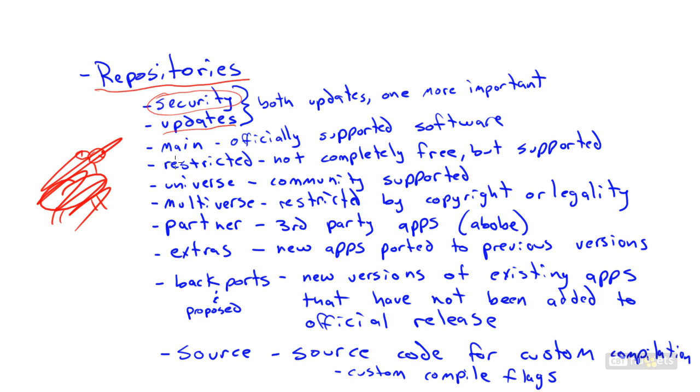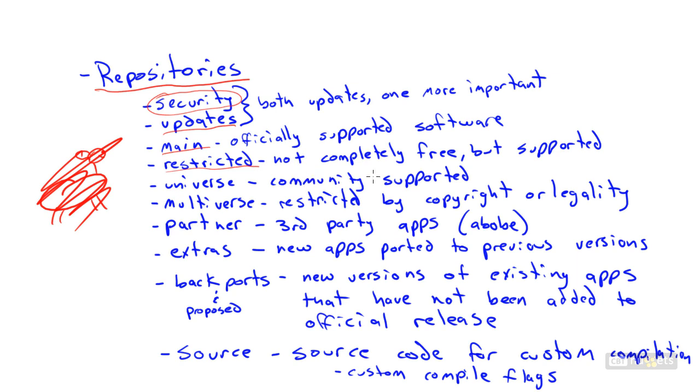All right, the main repository. This is where all the officially supported Ubuntu software lives. So if you're installing something that the Ubuntu company or the Canonical company supports, that's where it's going to be stored. The same thing is kind of true with restricted, but a little bit different.